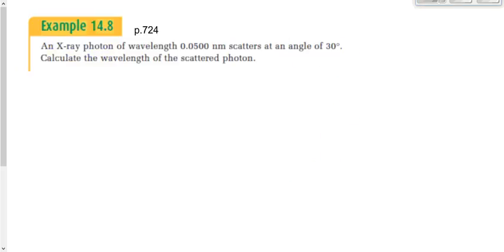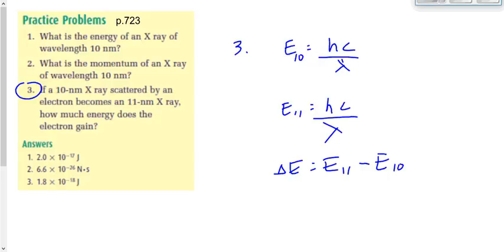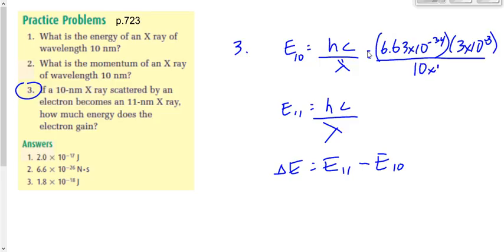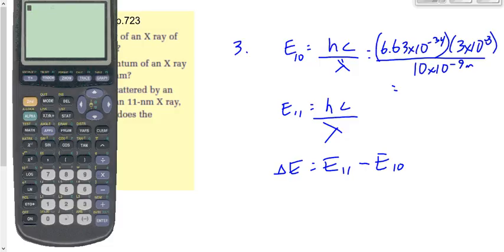Okay, I want to give you another example now. This one's using that other equation, that ugly looking equation. Let's go back here. We're going to say hc over lambda. This is 6.63 times 10 to the minus 34 times 3 times 10 to the 8, divided by, in brackets, 10 times 10 to the minus 9. And let's figure out what we get there. That gives 1.989 times 10 to the minus 17.